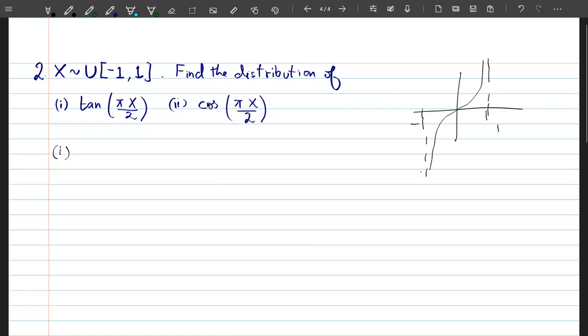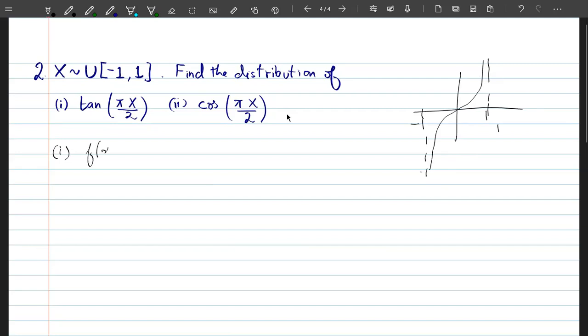So tan of theta when theta is between minus pi by 2 and pi by 2 is this, and therefore here tan of pi x by 2 when x is between minus 1 and 1 is the same curve essentially, right? Only scaled differently, but it's the same curve. So this is a monotonically increasing function. This is a strictly increasing function and therefore is monotonic. So we can write the PDF using the earlier theorem.